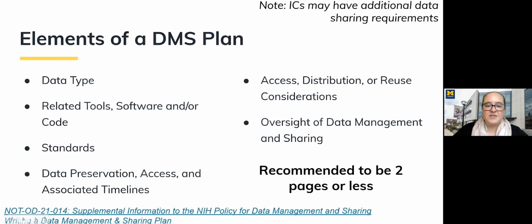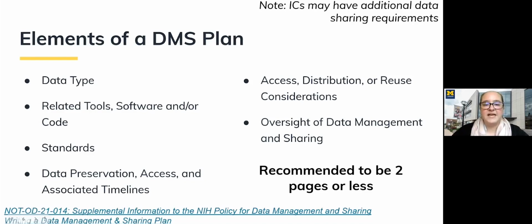Then standards. So this is where any standards that will be applied to the scientific data or the associated metadata should be noted. Data preservation, access, and associated timelines. So this is where researchers would note when the data will be made available and for how long, and also where information about a repository should be provided or how the sharing will occur. Then access, distribution, or reuse considerations. So this is where there would be a description of any applicable factors that might affect subsequent access, distribution, or reuse of the scientific data, such as any limitations, if there's a data use agreement, or anything like that.